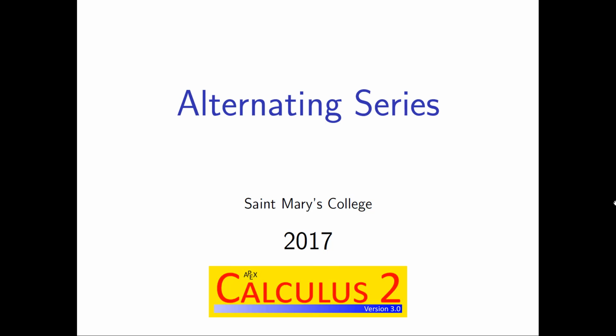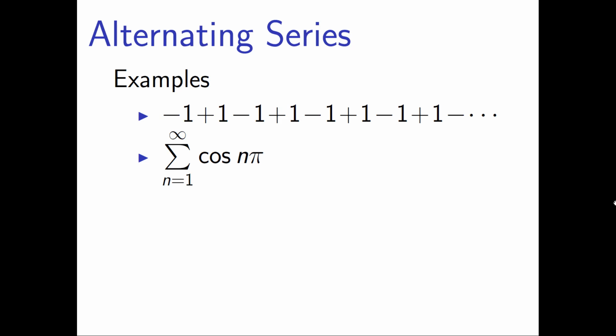Hello, today we're going to look at alternating series. Alternating series are a pretty simple variety of series. Here's a couple of examples. The alternating refers to the sign of the term.